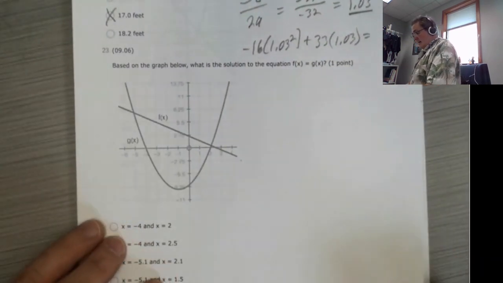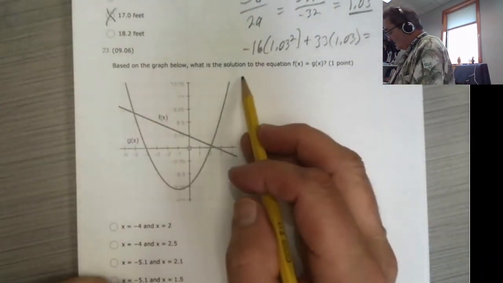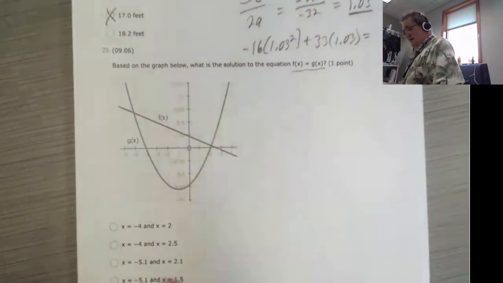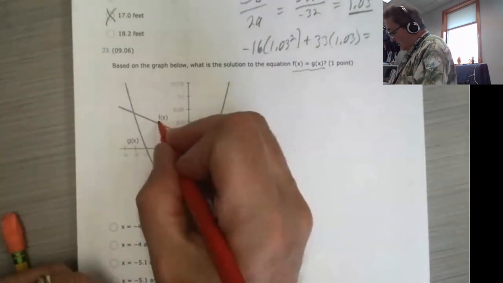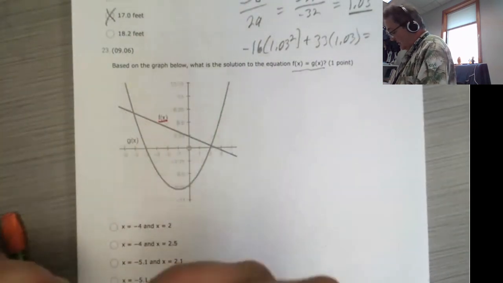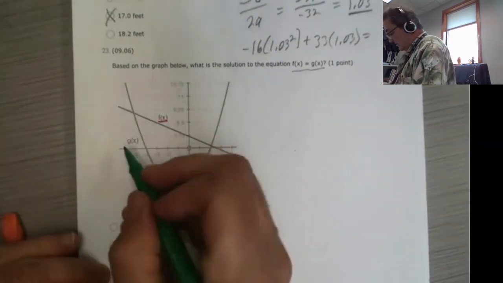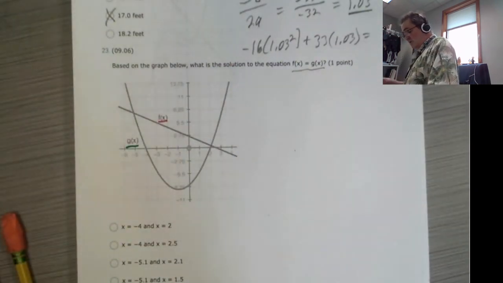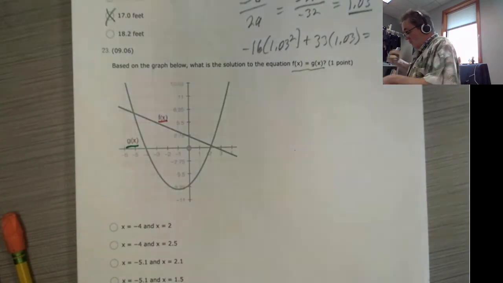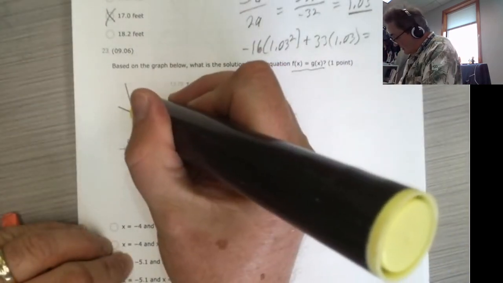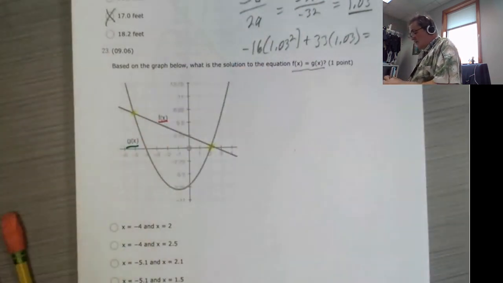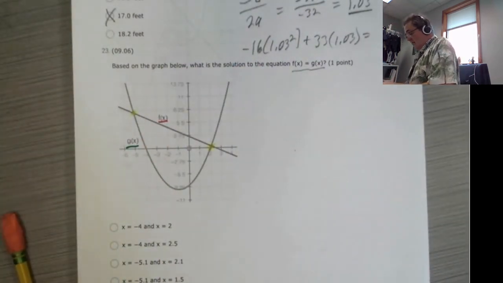All right. Last couple. Based on the graph below, what is the solution to the equation f of x equals g of x? Okay, so f of x is right here. That's the straight line. g of x is the curved line, the parabola. What is the solution? There are two solutions, and they are where they meet. That would be a solution, and that would be a solution. So when those are equal to each other, what is the x value?